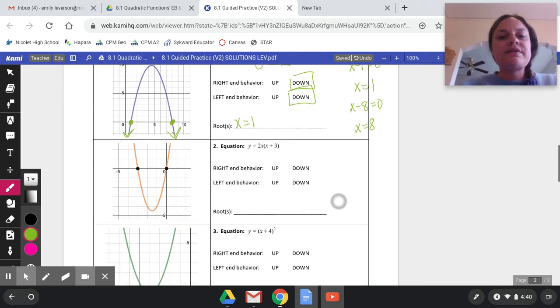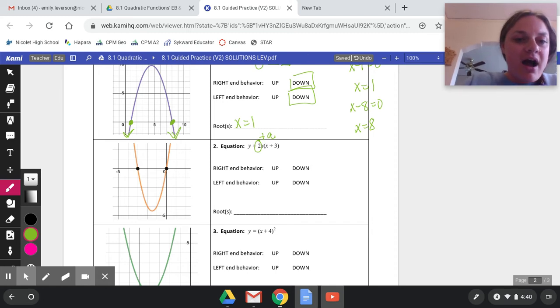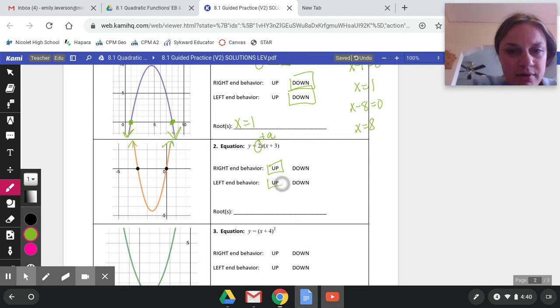All right, let's look at another equation here. So my A value, in this case, y equals 2x times the quantity x plus 3. My A value is just the 2, which is a positive A value, which indicates to me that the right side is going to be going up. And since it's just a whole parabola opening up, the left side will also be going up.